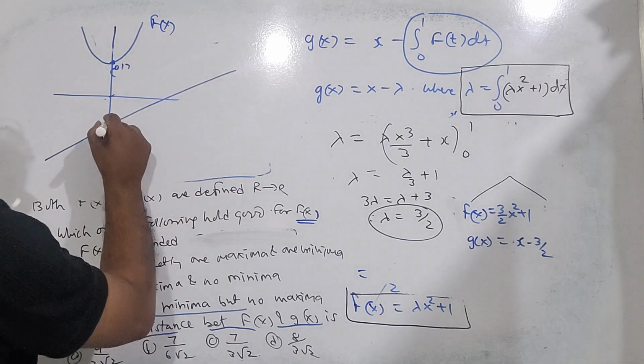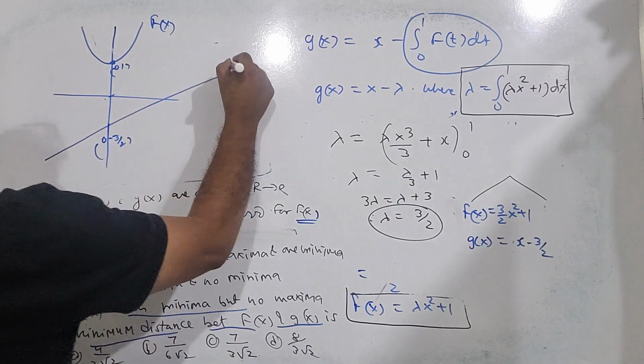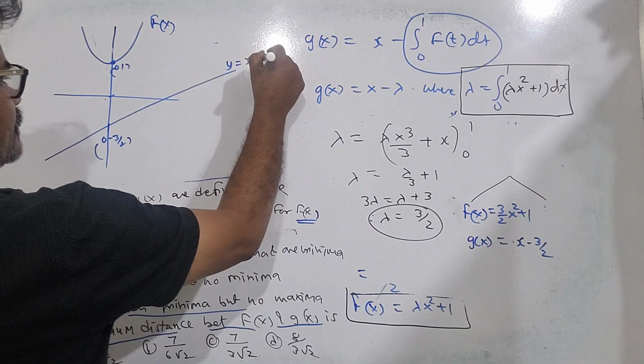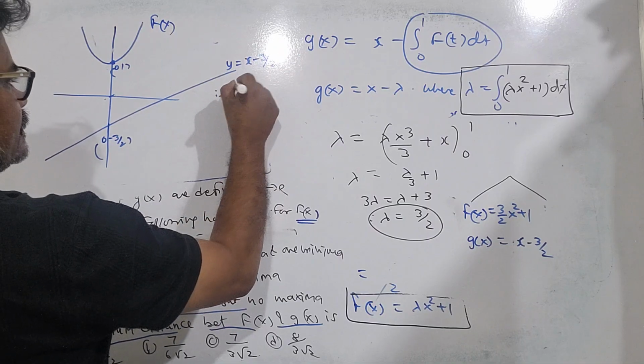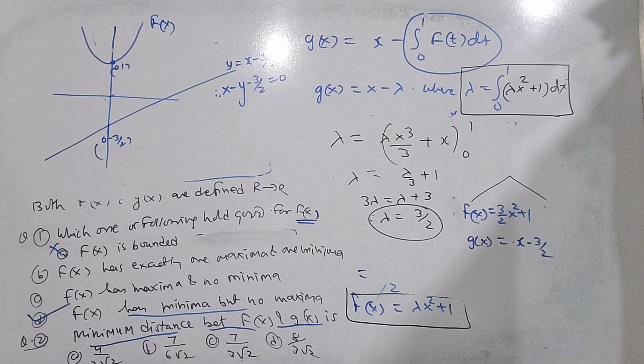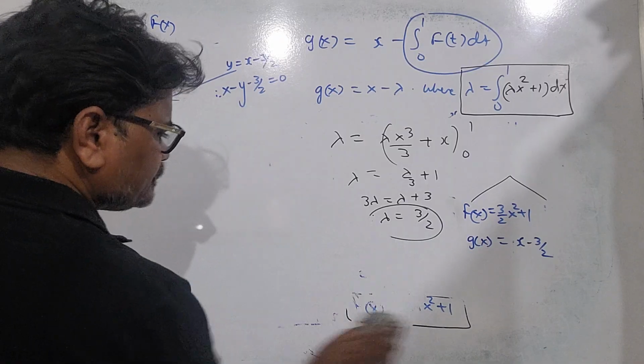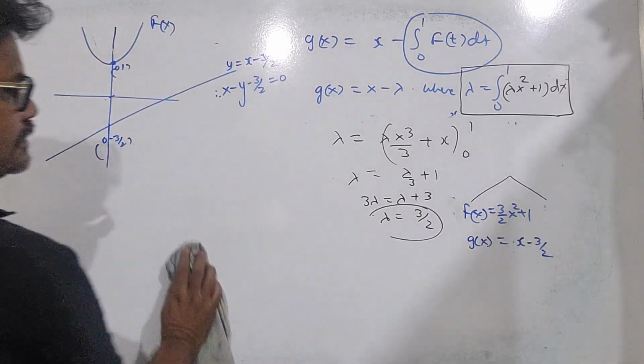Correct. This is (0, -3/2). So this is y = x - 3/2, or you can write it in standard form as x - y - 3/2 = 0. So we have to find the distance. Now you can very easily find that distance, and that concept is also important. Shortest distance we have to find.